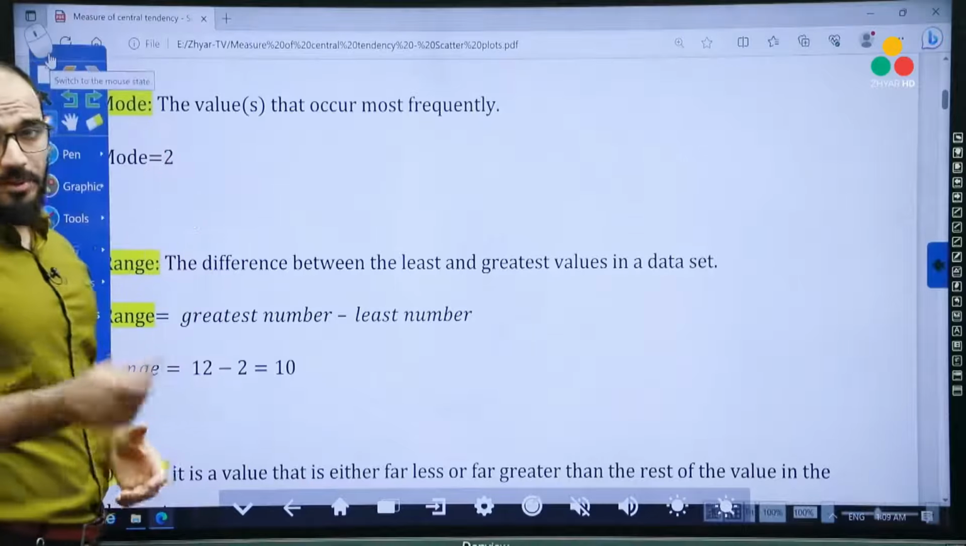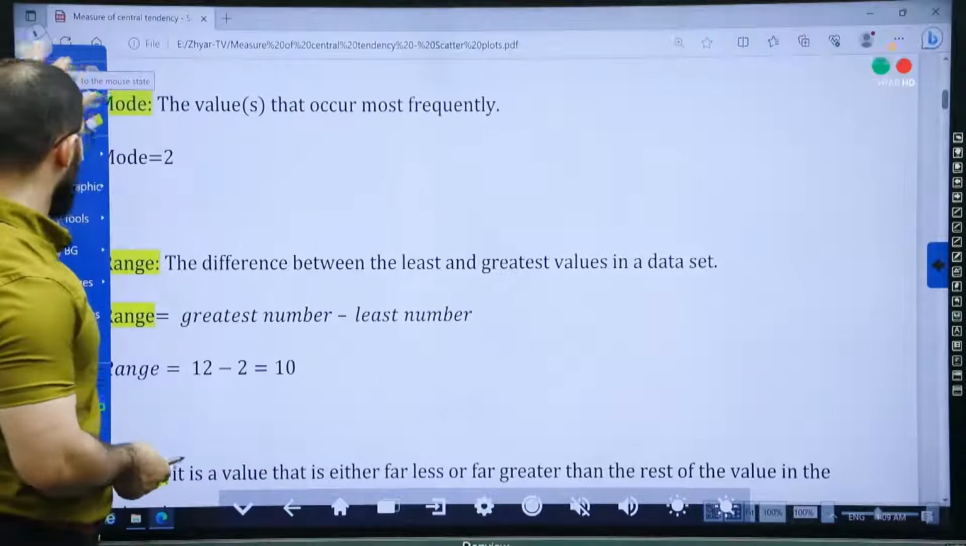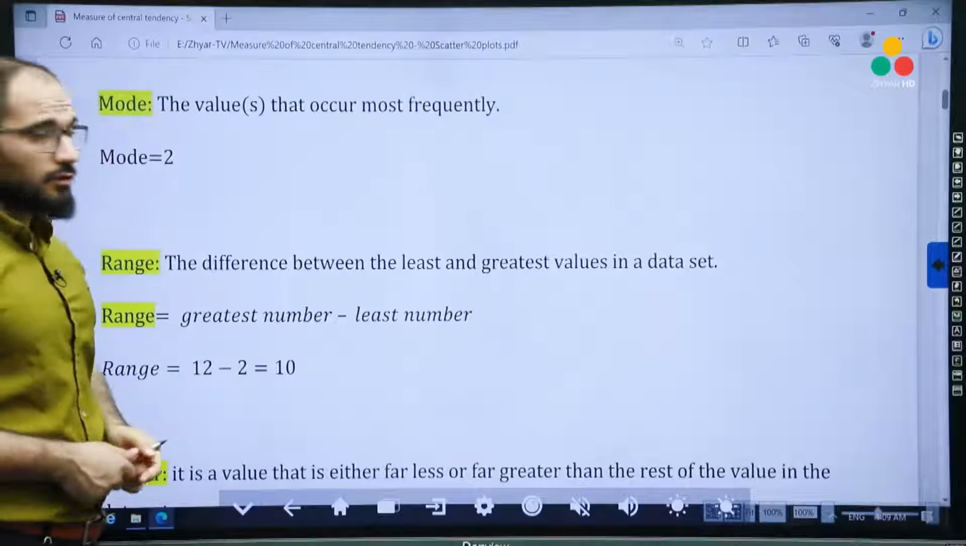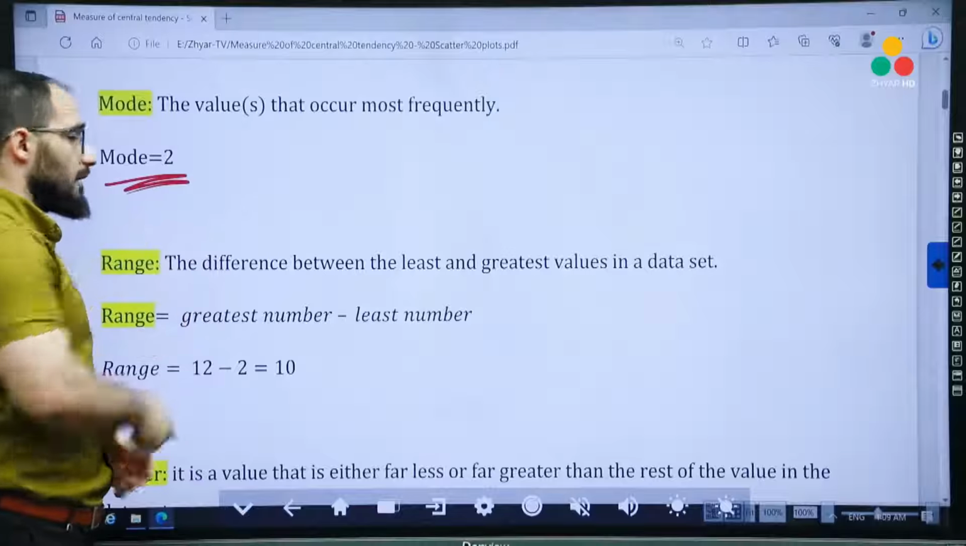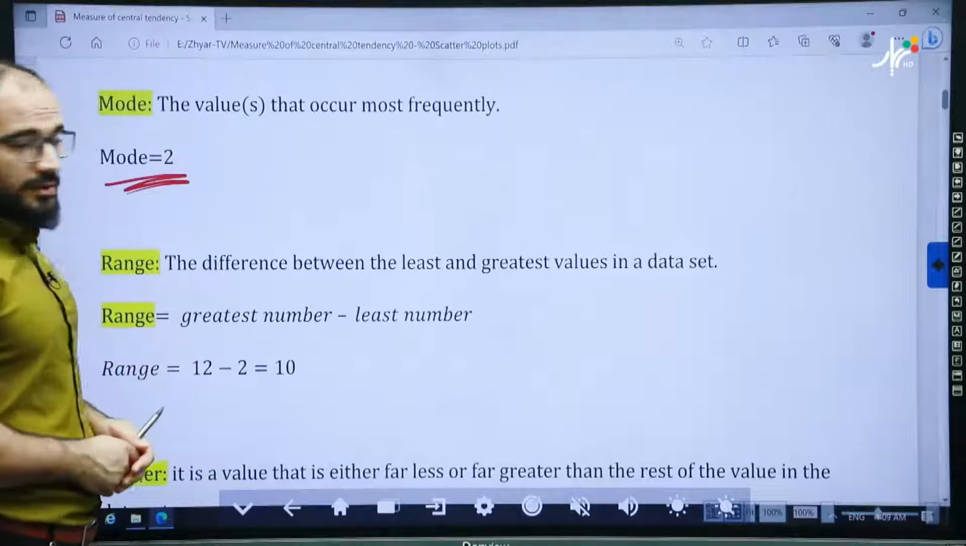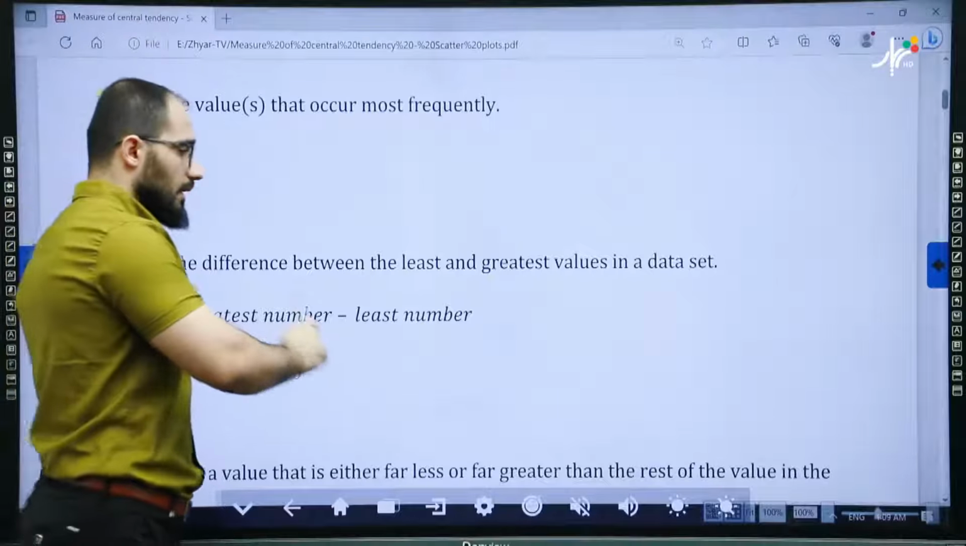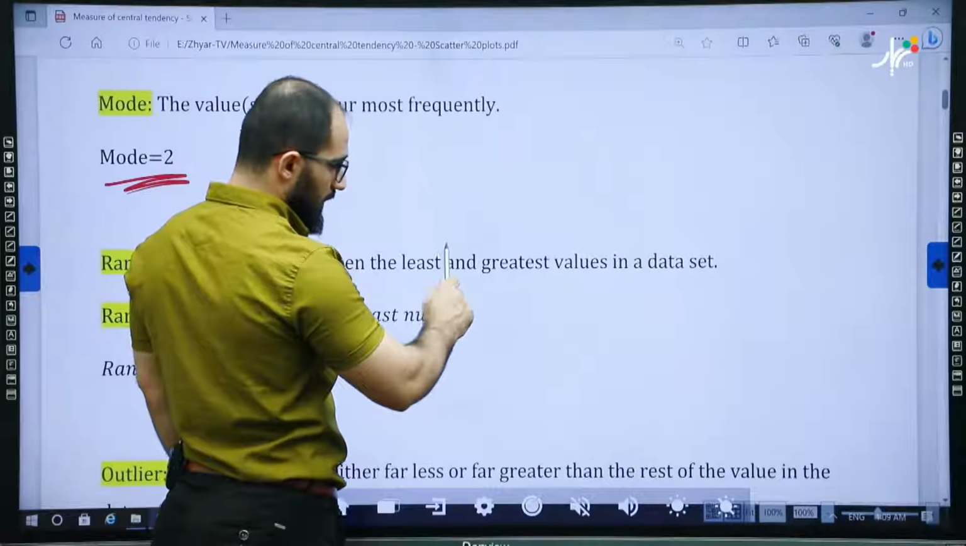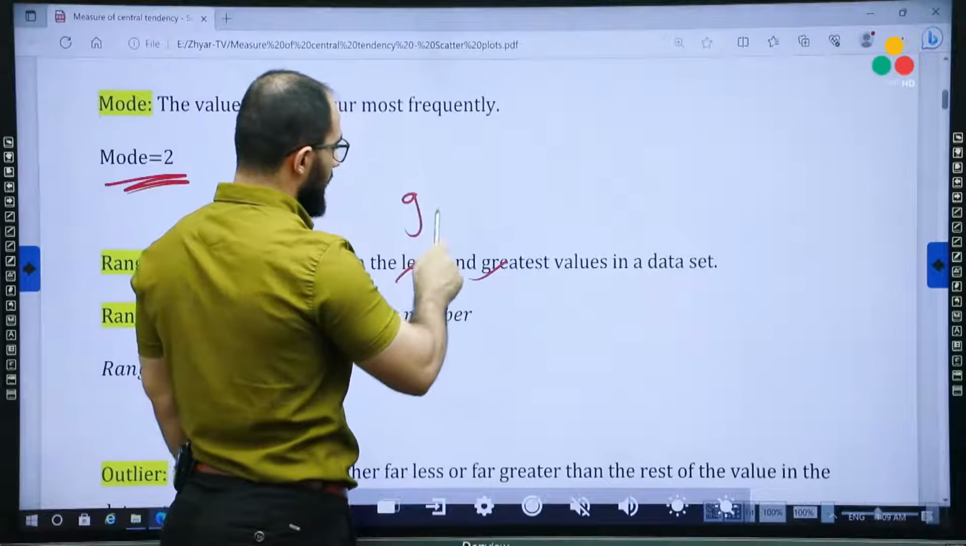Then mode is the value or the values that occur most often. Let's say it is the value that repeated more than the others. For example, here in the data we had 2, because 2 repeated 3 times, more than the others. Then range is the difference between the greatest and the least.